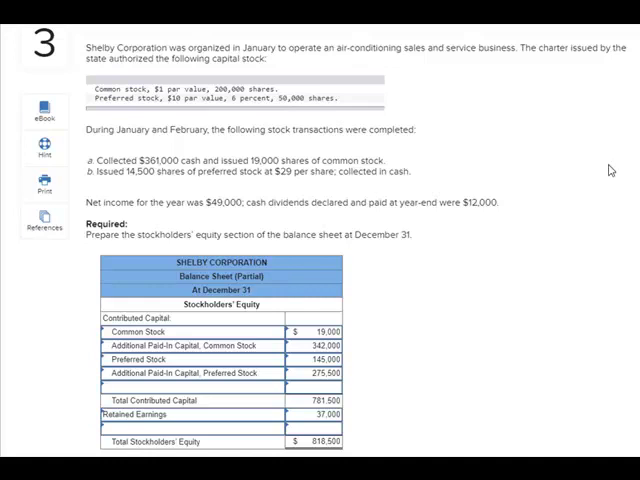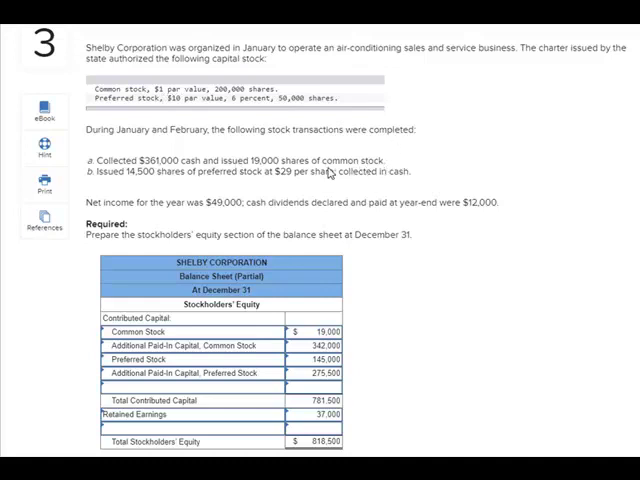In question 3, we're asked to fill out the stockholders' equity section of a balance sheet. And so the first thing we're going to list in the contributed capital section, which remember is the equity that's paid in by investors, is the common stock, and we always put just the par value of the common stock if there is a par value.